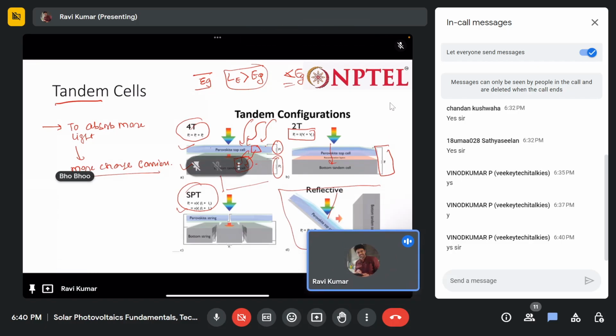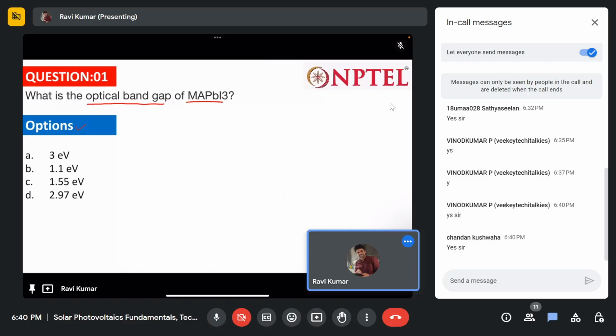Okay. Now we have some questions based on this tandem cell and perovskite material. The first question says, what is the optical band gap of MAPbI3? And these are the options. What is the optical band gap? C. Yes, Vinod, C. C is the correct answer here.